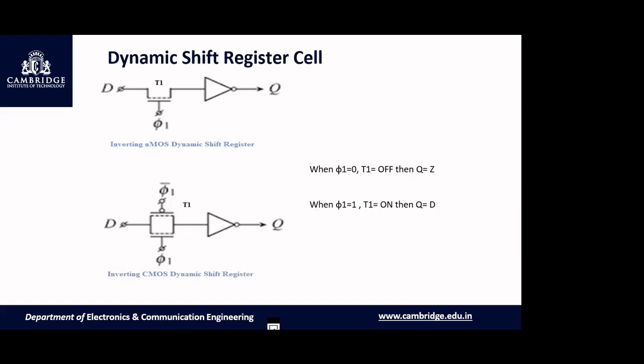Next we'll apply phi 1 equal to 1. When phi 1 is 1, the T1 transmission gate will be on. Now the D input will be available at the input of the inverter, so that it will be inverted, and your Q output will be D bar. So whatever input you apply, that will be inverted.